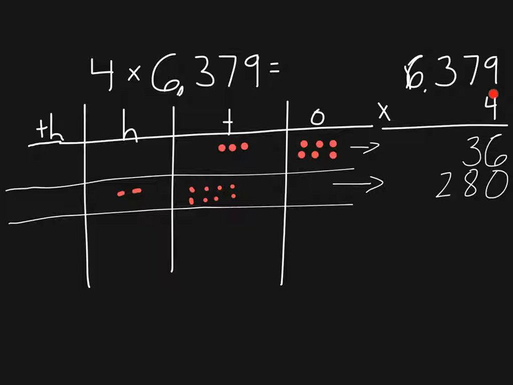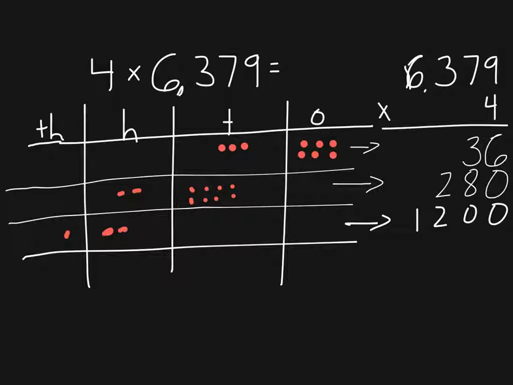Now I'm going to multiply my hundreds. I have 4 times 3 hundreds. Well, 4 times 3 is 12, so 4 times 3 hundreds is 12 hundreds. Again, I don't want to draw 12 dots here. 12 hundreds is actually 1,000 and 2 hundreds. I'm going to draw my line to separate that since now I'm done multiplying my hundreds, and that becomes 1,200.